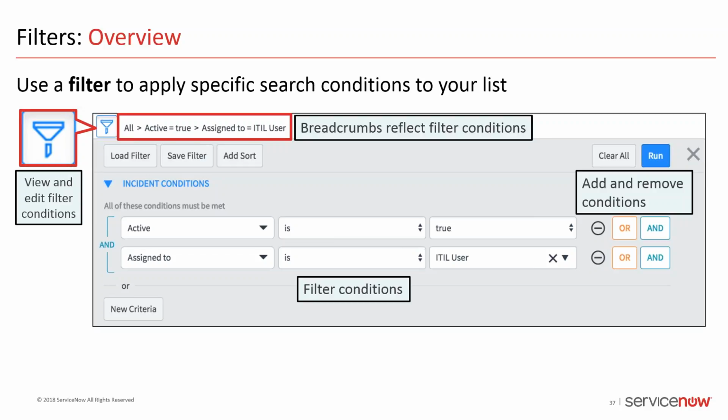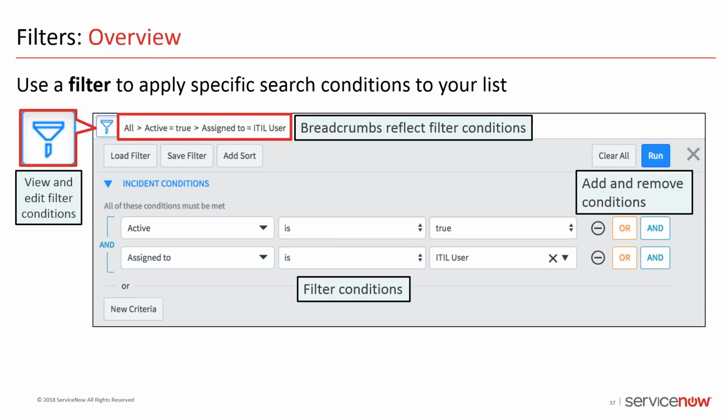The filter contents applied to the list are summarized in the breadcrumbs shown as the black letters across the top of the list. Not only do the breadcrumbs provide an at-a-glance view of the filter conditions, but you can also modify conditions and save your filter as a favorite directly from the breadcrumbs. Click Run to see the results of your filter displayed.